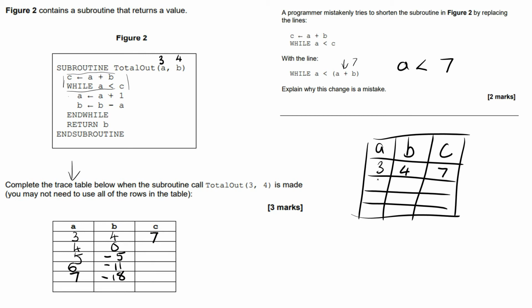So what will happen next time is it'll go A is A plus 1. It will go B is B take away A, so that'll be 0. And then it'll look at this again. So now it'll say while A is less than 4 plus 0. So it'll say 4 is less than 4. And then this will become false and it wouldn't work. So it's a logic error.